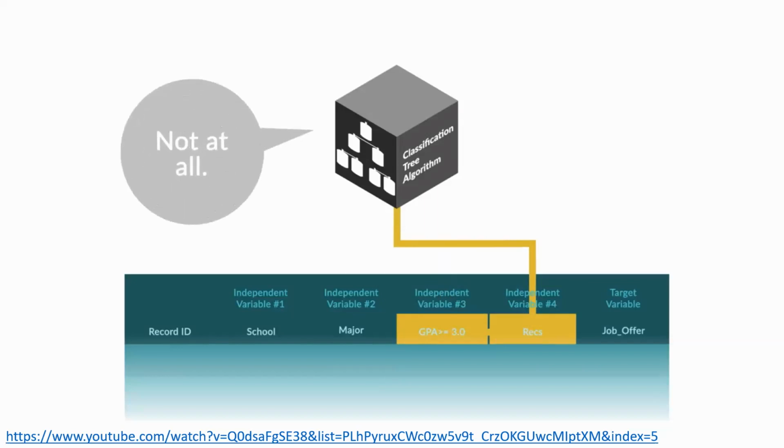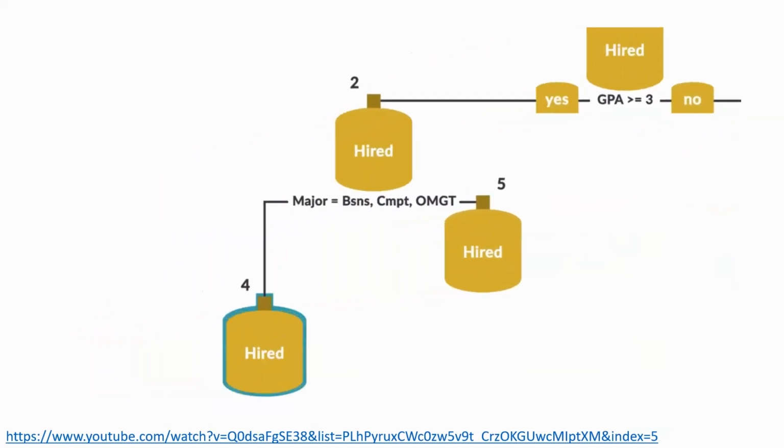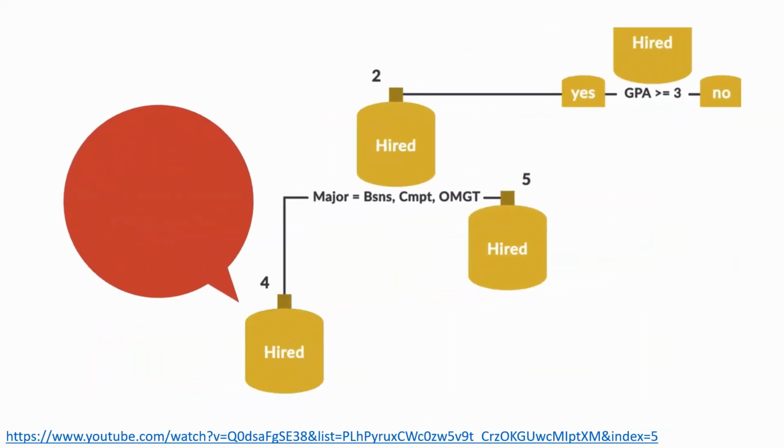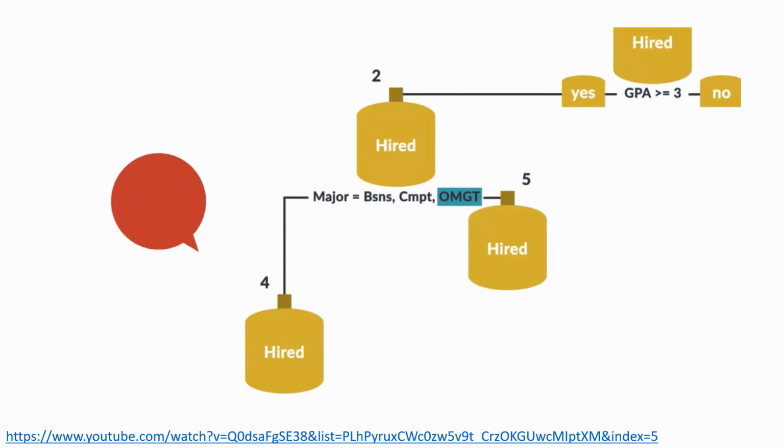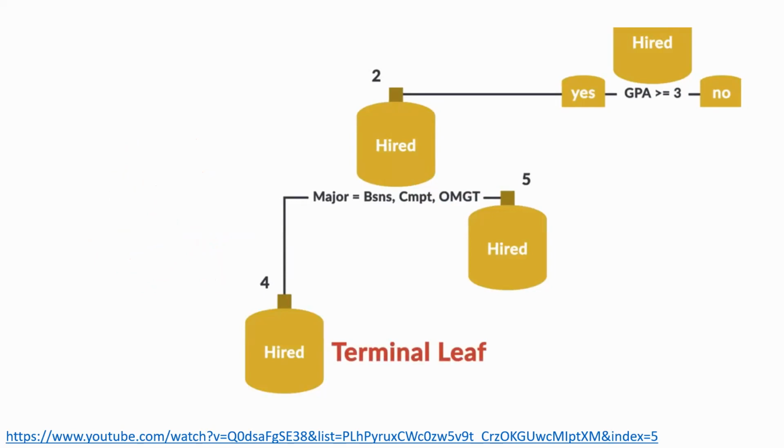I stop asking here because I've run out of independent variables. This tells us what our next split should be. We should split the left-hand GPA node on the student's major. We then take our focus down to node 4. This is everybody who has a GPA of 3.0 or greater and who has a major in business, computer science, and operations management. We ask the algorithm, let's do it all again. It tells us it can't find anything more useful. We mark this leaf as a terminal leaf and say we can't break this category down anymore.